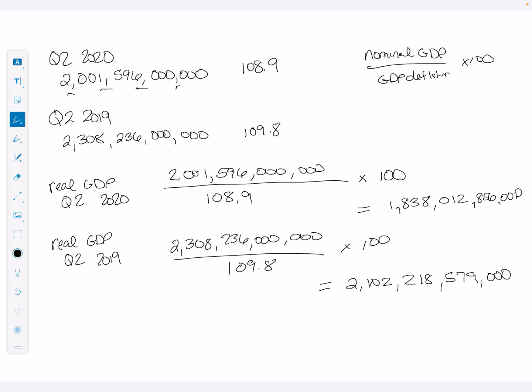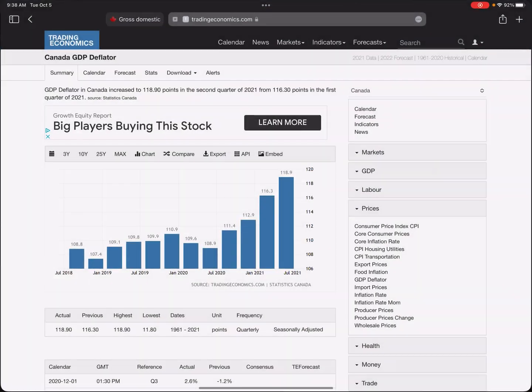Now we need to take into consideration the population. That's the last piece here, because remember, we are looking at the change in real GDP per capita. So we're going to need the per capita piece. All right, so let's go find some population numbers for Q2 2020 and Q2 2019.